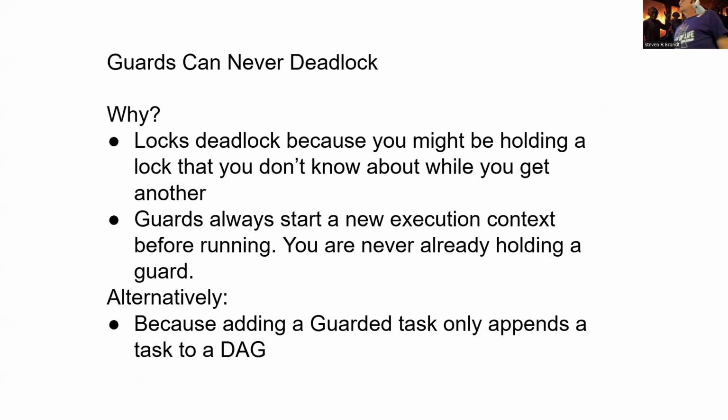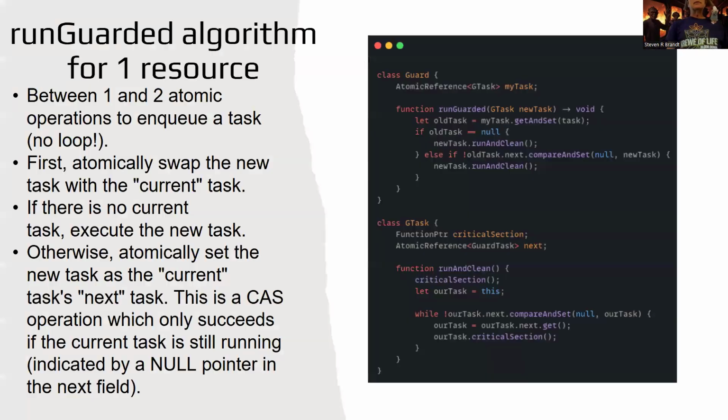Okay, so guards can never deadlock. And why? Locks deadlock because you might be holding a lock that you don't know about while you get another. With a guard, that can't happen. You're always starting a new execution context when you run, so you don't have any other guards. Alternatively, you can think of it this way: you're creating your execution as a directed acyclic graph, and you're just appending new dependencies onto that graph, and that's not creating a cycle, and so it's going to work. So that's why it doesn't deadlock.